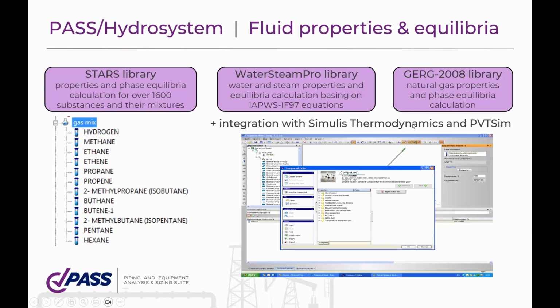Also, we have an integration with some third-party software, such as Simulis Thermodynamics and PVTsim. So if you have either of this software, you can simply call it from HYDROSYSTEM, press the button Simulis Thermodynamics, and Simulis is called, and you can specify your fluid using this third-party software.